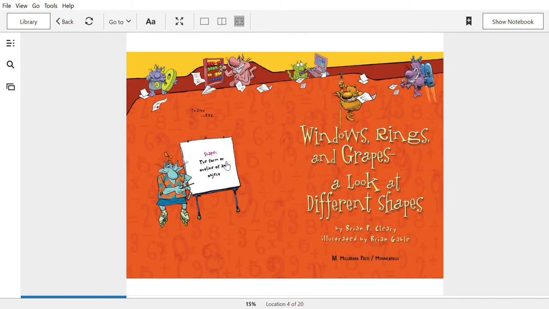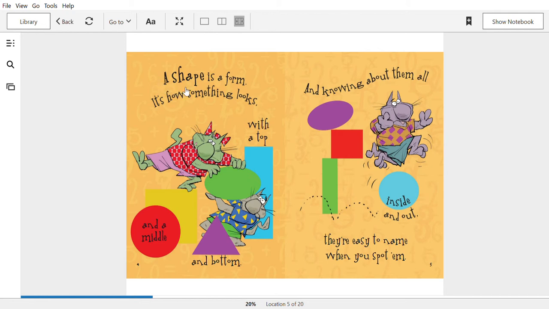Shape, the form or outline of an object. A shape is a form. It's how something looks, with a top and a middle and bottom, and knowing about them all, inside and out. They're easy to name when you spot them.